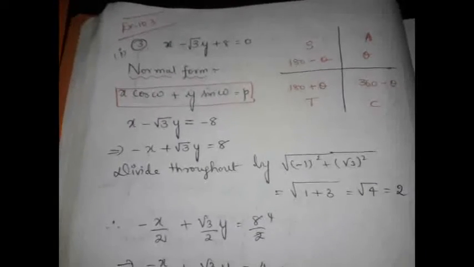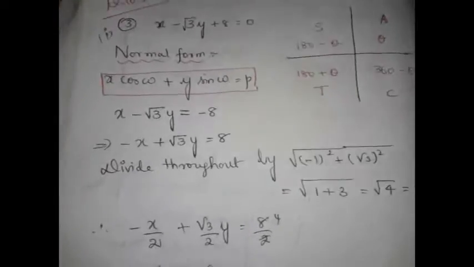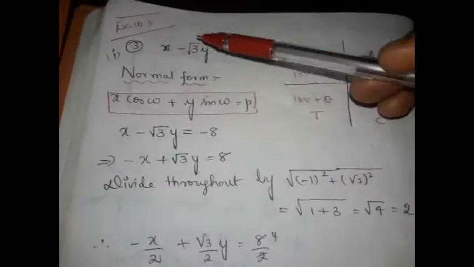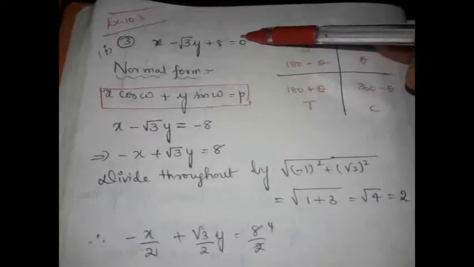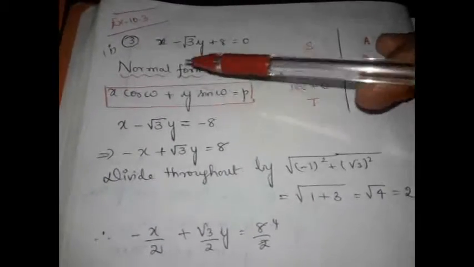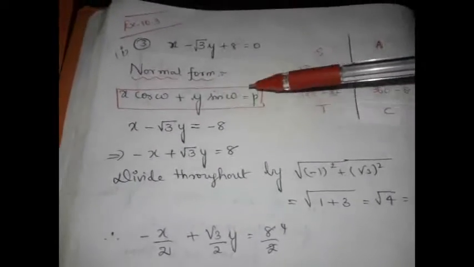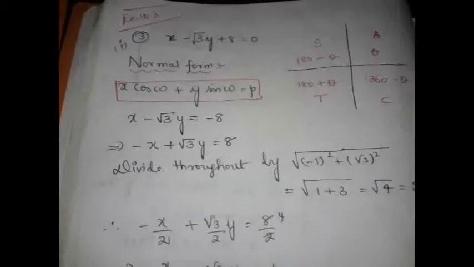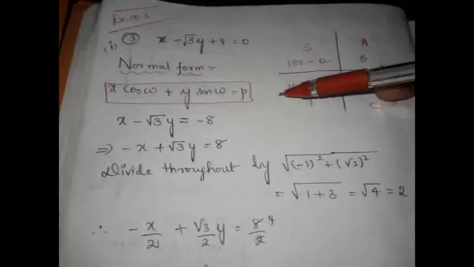In question number 3, they asked you to reduce the equation into normal form and then find their perpendicular distances from the origin and the angle between the perpendicular and the positive x-axis. What is a normal form? This is the equation given, x minus root 3y plus 8 equal to 0. What is a normal form? x cos omega plus y sin omega equal to p. We need to bring this equation into this form, right? How can we do this?